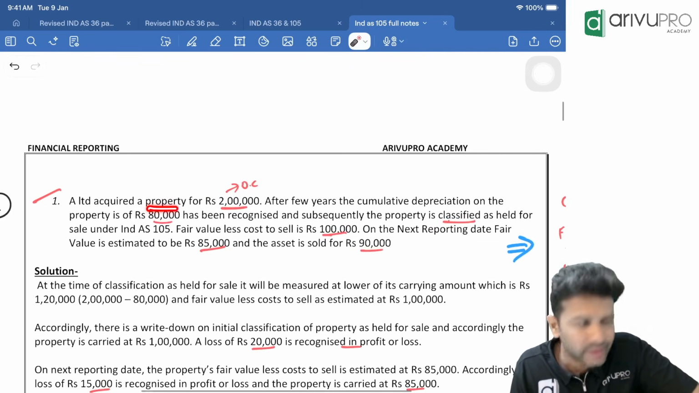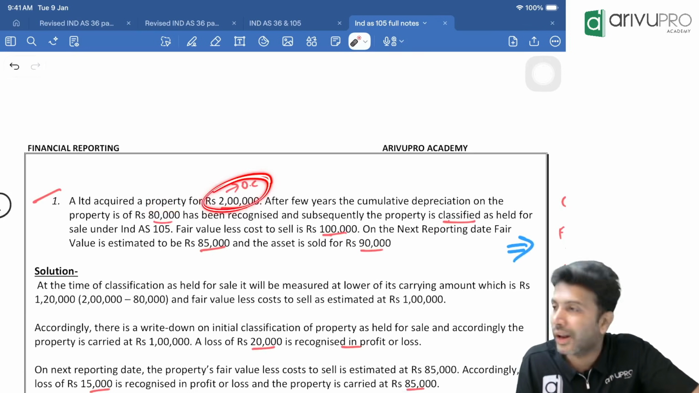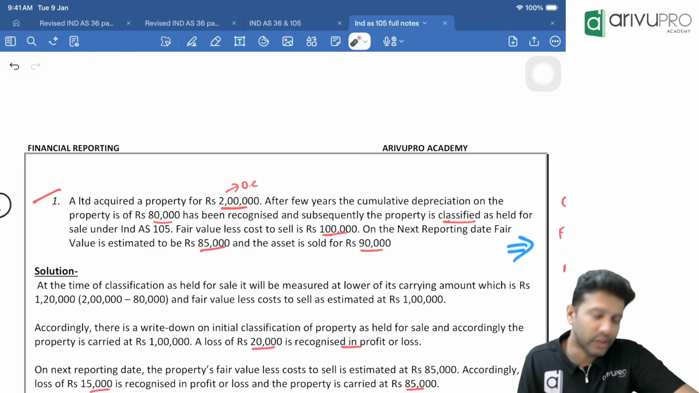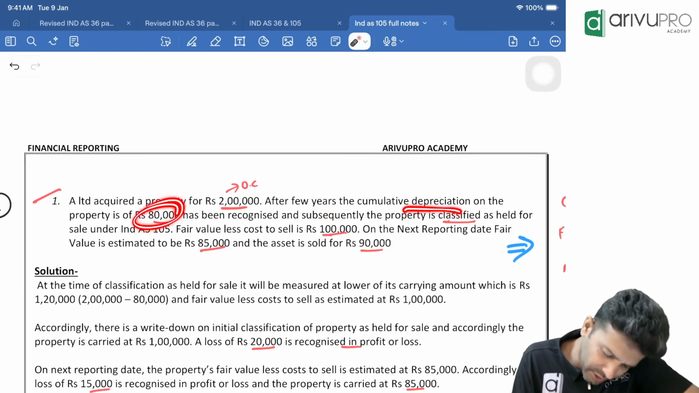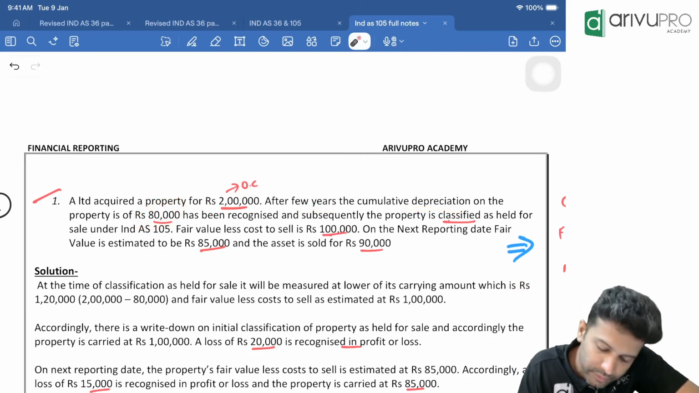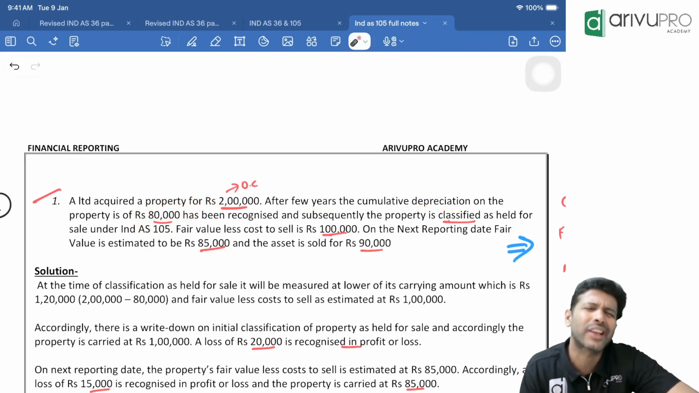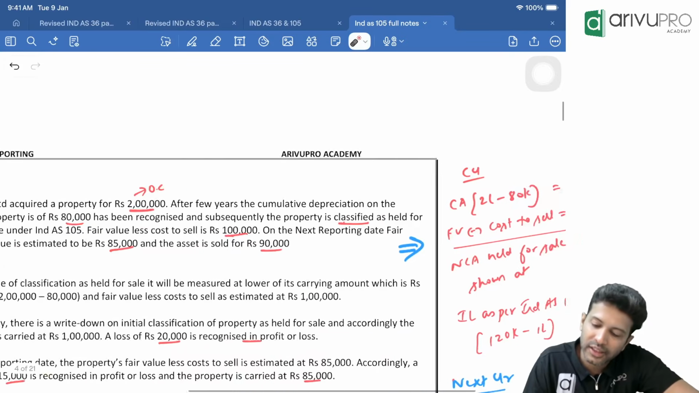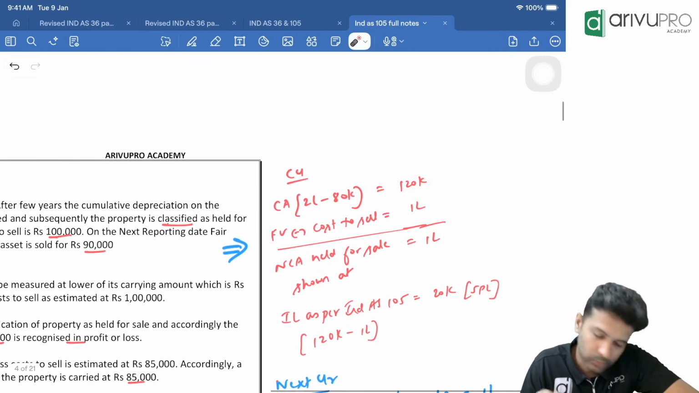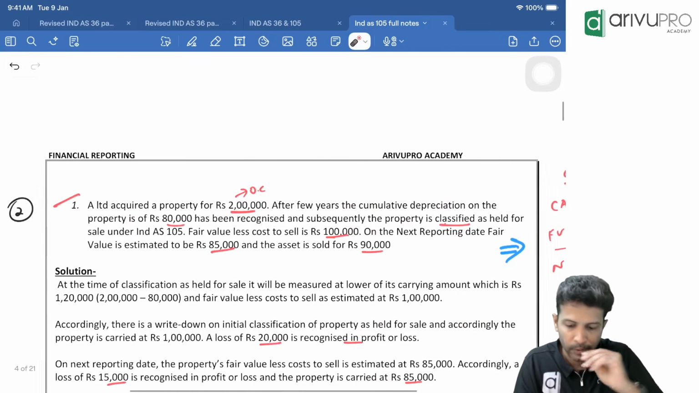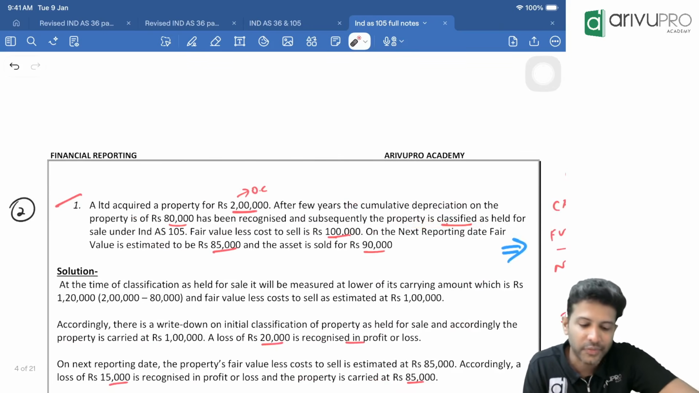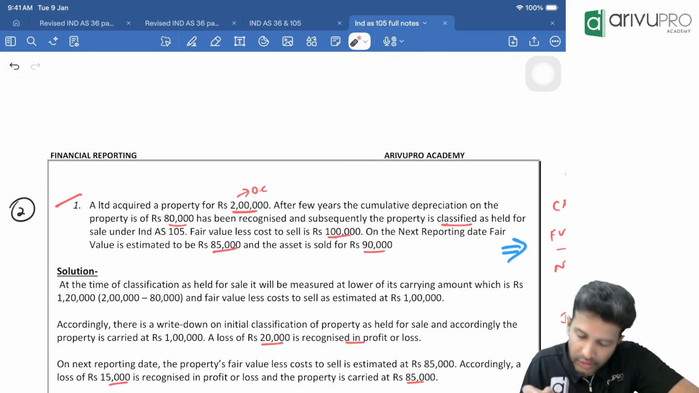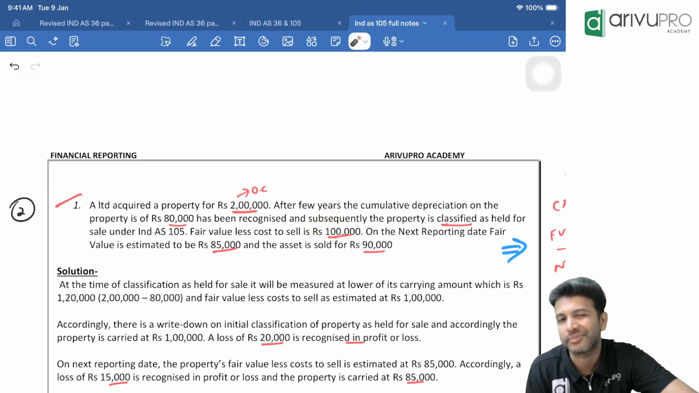A Limited acquired a property, purchased a property at 2 lakh. So this is your original cost. After a few years, cumulative depreciation is 80,000. So far, we have depreciated this asset by 80. So what is the carrying amount? We bought it for 2 lakh. We have depreciated 80, which means the carrying amount is 1,20,000. Subsequently, the property is classified as held for sale. Now they are saying in the current year it is classified as held for sale, and the fair value less cost to sell is 1 lakh.